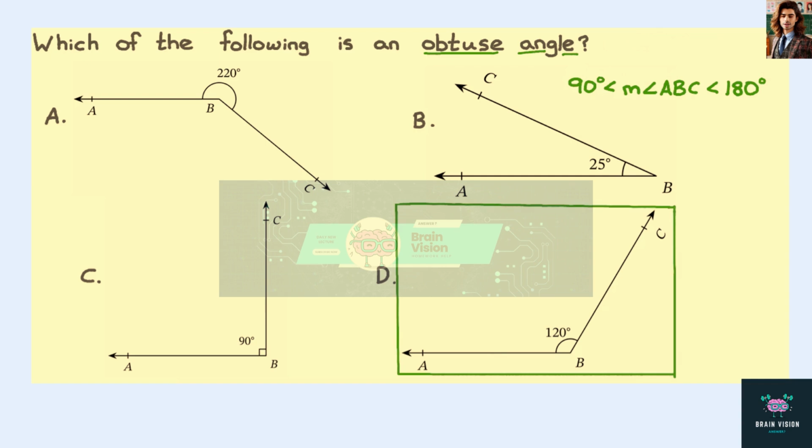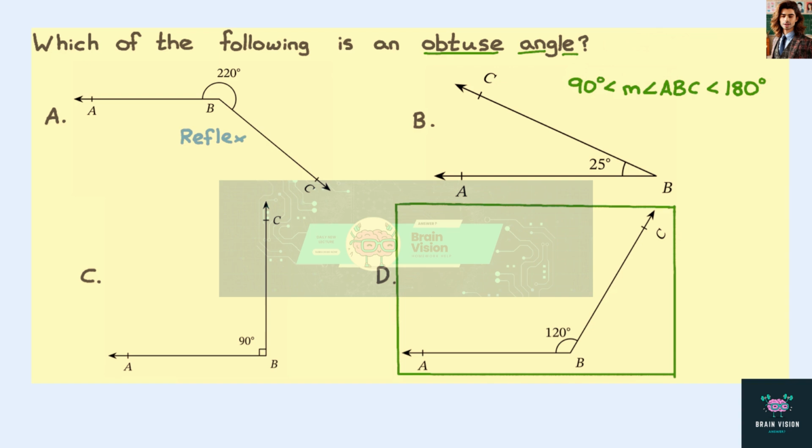Of the given options, we can see that only option D has a measure between 90 degrees and 180 degrees. So, it is the only obtuse angle. We could stop here, however, we can also classify the angles in each of the other options.